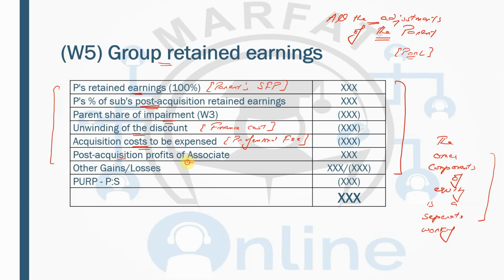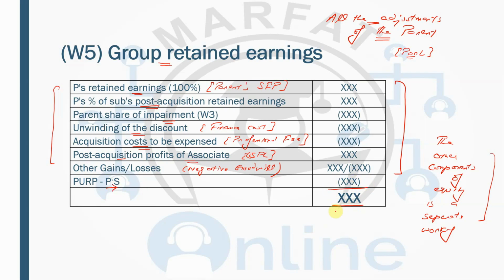Post-acquisition profit from associates, because I told you that it is going to be recorded in the consolidated statement of profit or loss. So anything which is related to profit or loss will be coming here. Similarly, if there is any bargain purchase like negative goodwill, that is recorded as income over here. So other gains and losses such as negative goodwill, or any gain or loss which is related to profit or loss, and it should be related to the parent only, not the subsidiary, because any gain or loss related to the subsidiary should be dealt with in working number 2. And if the parent is the seller, then unrealized profit should be deducted from here.